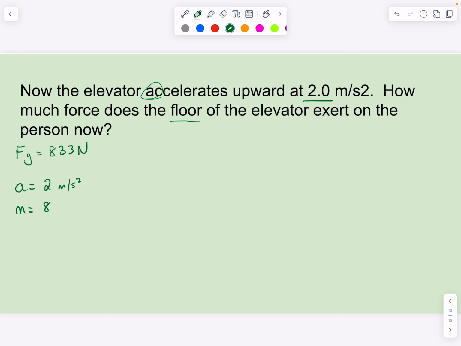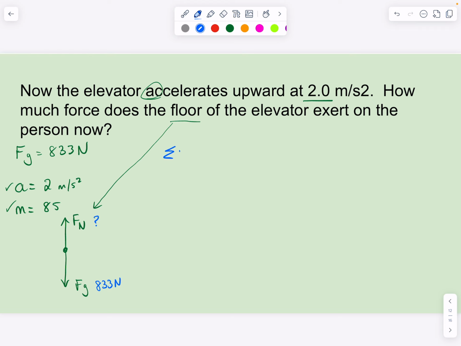Well, their mass hasn't changed. That's still 85. And in terms of our free body diagram, here's our normal force. Here's our Fg. And now we still want to know what is the normal force of the floor. Well, at this point now, we're back to saying I have an acceleration, and I have a mass, I have an Fg value. So now we can first find the net force on this object. I know the Fg is 833 newtons. This is the part that I don't know.